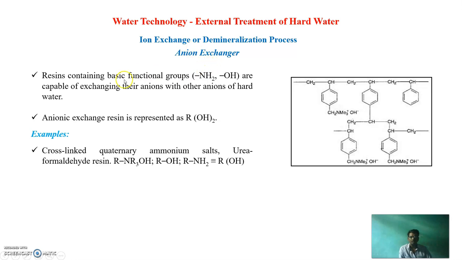Anionic exchanger. In this anionic exchanger, the resins contain basic functional groups like amine groups and OH groups. These amine groups and OH groups are responsible for anionic exchange. These ions are exchanged with the chlorides, sulfates and bicarbonates present in the hard water. This can be represented as ROH2. Quaternary ammonium salts are the most common anionic exchange resins used in this process.